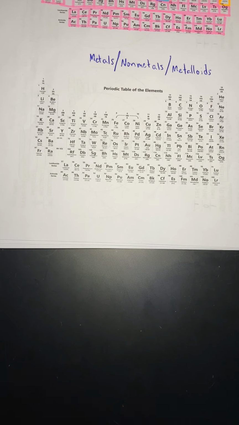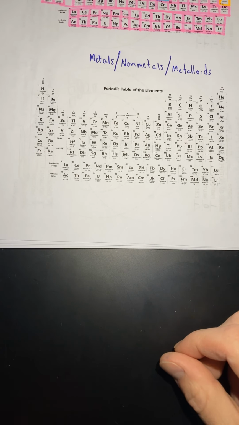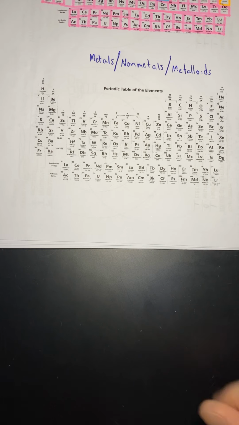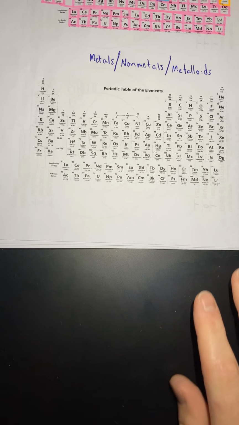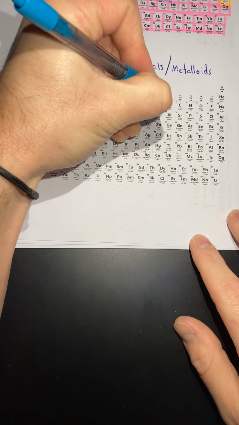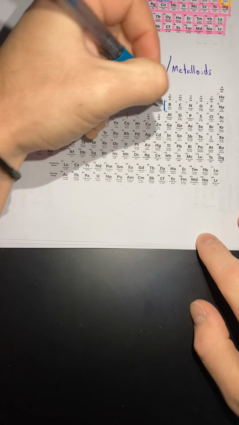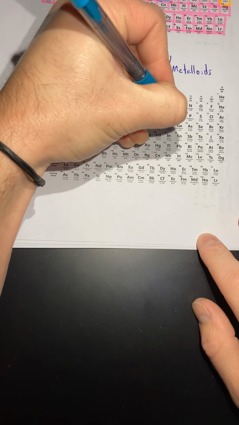Now, one thing that I want you to make sure that you do, we are going to draw a stair-step line. And do not do this until you know exactly where it's going to go, because I always have people who are like, Mr. Harrington, I messed up. Okay, well, don't mess up, all right? Make sure you know exactly where it is. So it's going to start to the left of boron.